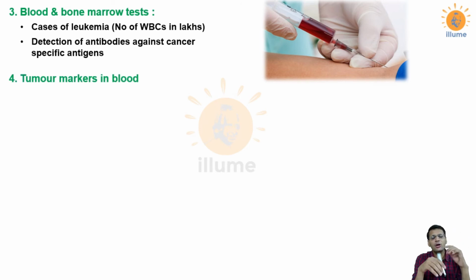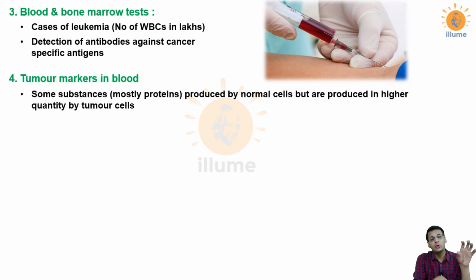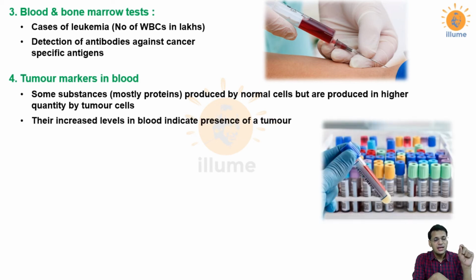Next is tumor markers. Now what are tumor markers? Tumor markers are some substances, especially proteins. They are mostly proteins which are released by normal cells. Listen to this carefully. Tumor markers are released by normal cells, but these substances are released in a huge amount by cancer cells. Normal cells would release them in a very small quantity, but cancer cells release them in a very huge quantity. So the presence of a huge quantity of tumor markers in blood would indicate presence of certain tumors. And we will discuss two very important tumor markers.